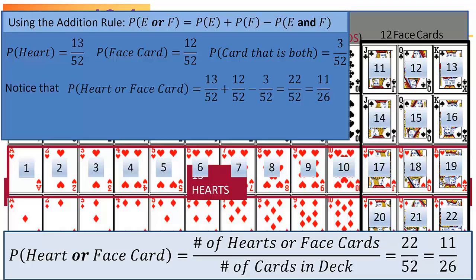And if you plug into the addition rule formula, you'll notice that the probability of getting a heart is 13/52, plus the probability of getting a face card is 12/52, minus the probability that you get a card that's a face card and a heart. That's 3/52, and 13 plus 12 minus 3 is 22. So you get 22 over 52, which is 11/26, which is exactly the answer we got earlier by doing it without using the addition rule. So this is just another example of where the addition rule works, but you could really do it without it.